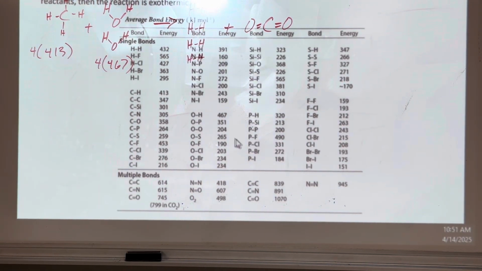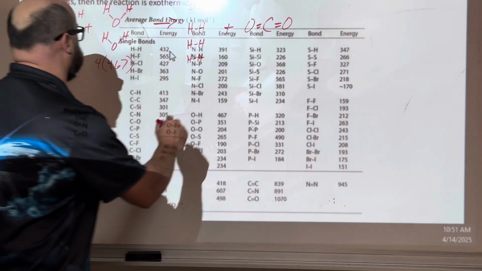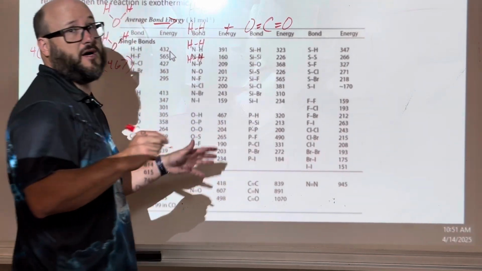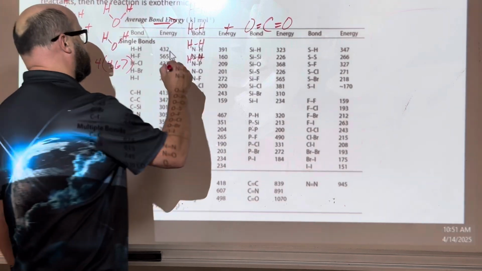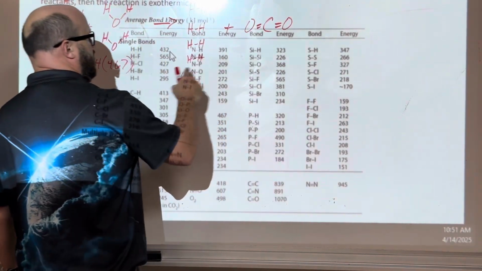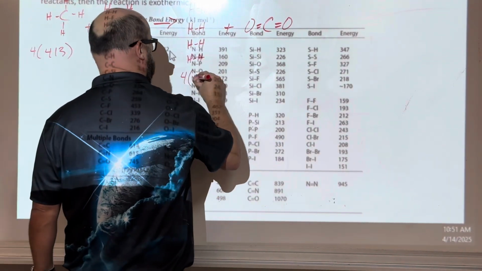And then the next part is hydrogen to hydrogen, which is 432. There's 4 of those as well. Again, we're just counting bonds. We're not counting atoms or molecules. Just the bonds. 432.